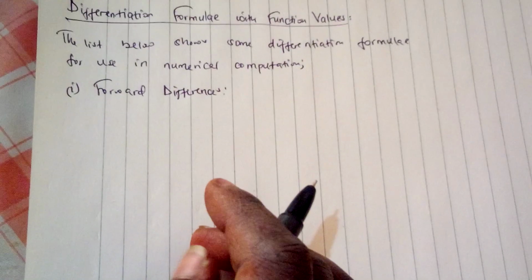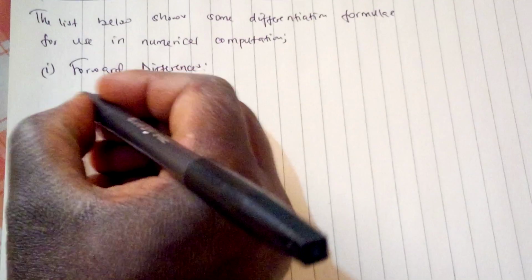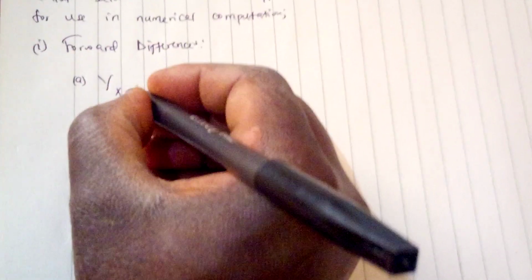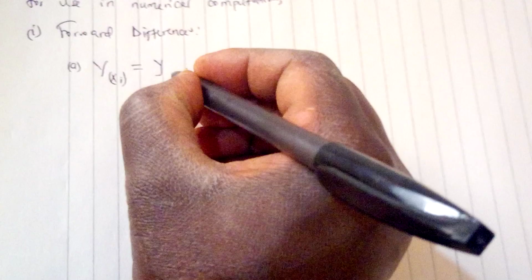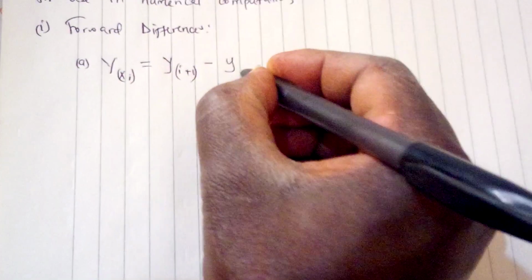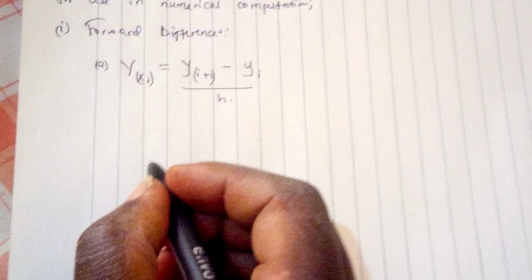And in forward differences, we have four formulas. We have number A, which is y prime of xi. You can use this formula for forward difference. We have y i plus 1 minus y i divided by h, that is 1.